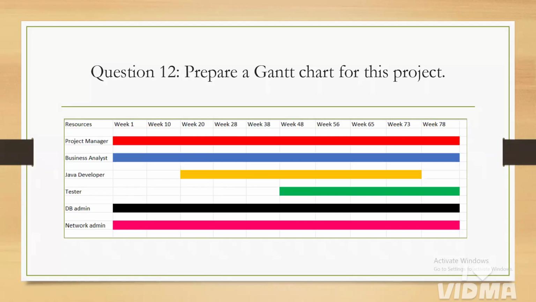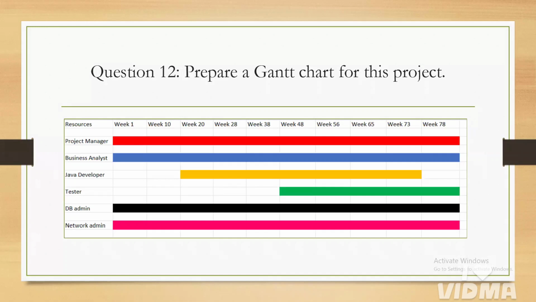The DB admin and network admin will also be there from the initial stage to the end stage, because whatever documents we prepare in requirement gathering and analysis, the database admin will store them. And the network admin works from the initial stage, because as a business analyst we need to do some research, so we need internet access. In this way only you need to prepare the Gantt chart.